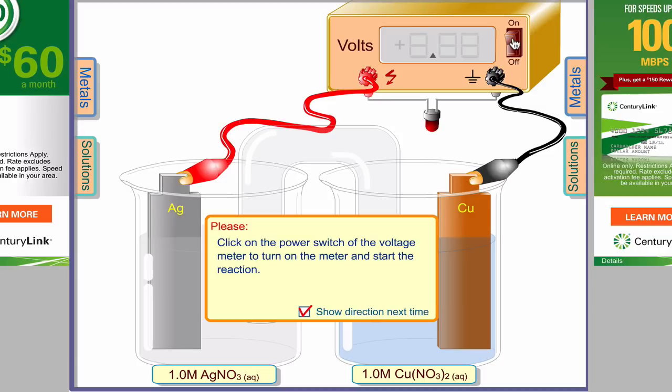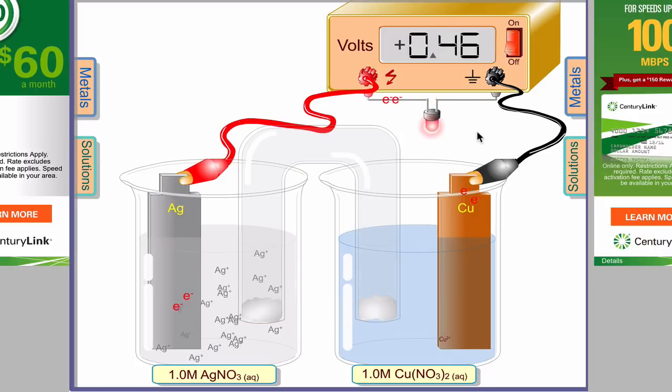As soon as I flip the switch on, we should see current flowing. Now, we don't really know which way it's going to flow because we don't know if silver has a bigger reduction potential than copper or copper has a bigger one. So we don't know which way the current's going to flow until we flip our switch. In this case, we see electrons flowing away from the copper and going this direction into the silver, okay?